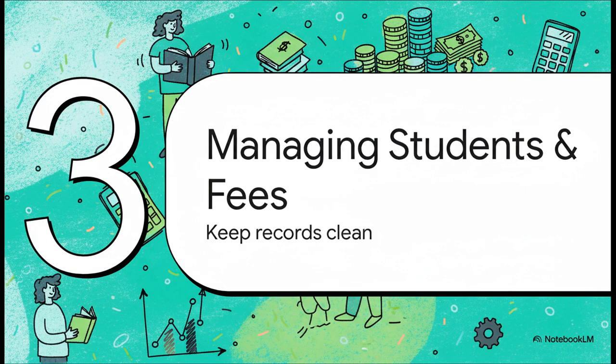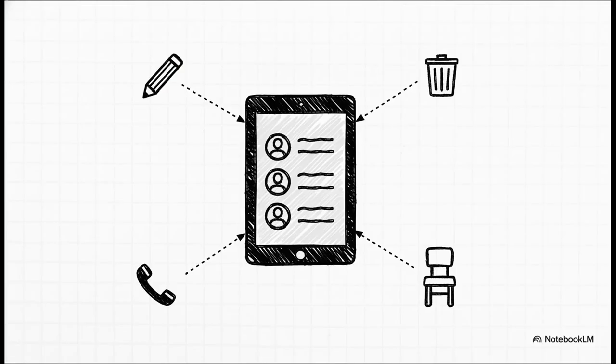So now that we have students in the system, how does the app handle all the day-to-day management? Let's take a look at keeping records clean and, this is the big one, making sure you collect those fees. The student list is basically your digital filing cabinet. It's awesome. You can see everyone who's registered all in one place. Need to update a phone number or maybe change a seat? Just click Edit. And when a student decides to leave, a single click on Delete archives their record, which keeps your active list nice and tidy.